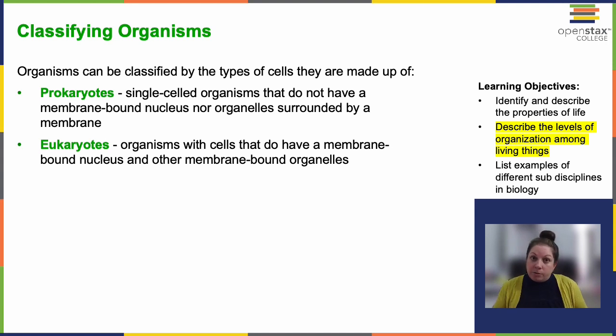Now, eukaryotes, on the other hand, these are organisms with cells that do have a membrane-bound nucleus and other membrane-bound organelles. Not all eukaryotes are multicellular. That's a common misconception that people tend to have early on. There are a great many single-celled eukaryotes out there. If you've heard the term protist or protozoa, those are all single-celled eukaryotes. And again, we'll talk about all of those a lot more later.